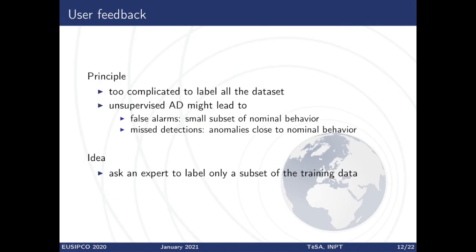So now we shall see how to incorporate user feedback into one class SVM. So why using user feedback? It is complicated to label all the data sets because there are a huge number of data. And as we have just seen, unsupervised anomaly detection might lead to false alarm and misdetection. So the idea is to ask an expert to label only a subset of the training data.